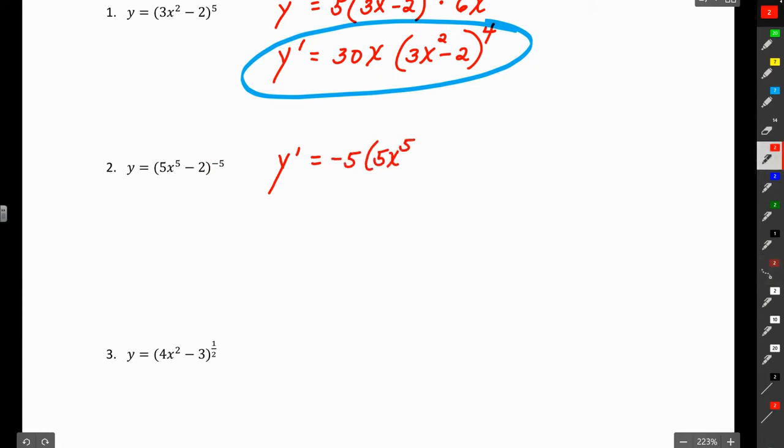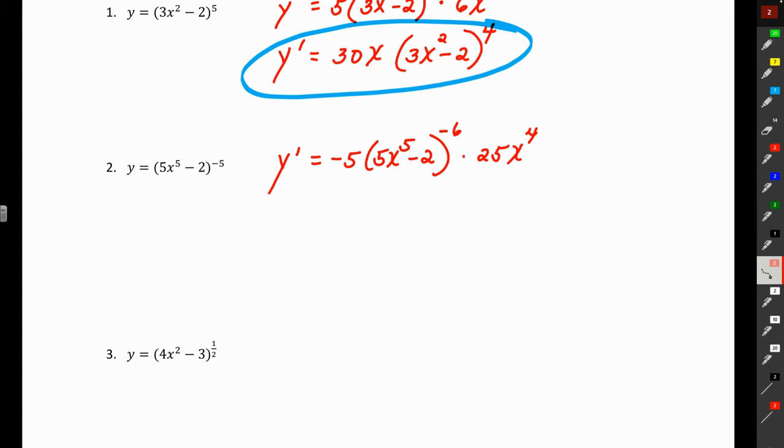5x to the 5th minus 2, we don't touch the inside yet. And minus 5 minus 1, that's minus 6. And now we'll do the derivative of the inside. We're going to take the derivative of this guy. 5 times 5 is 25. 5 minus 1 is 4. And the derivative of negative 2 is 0.